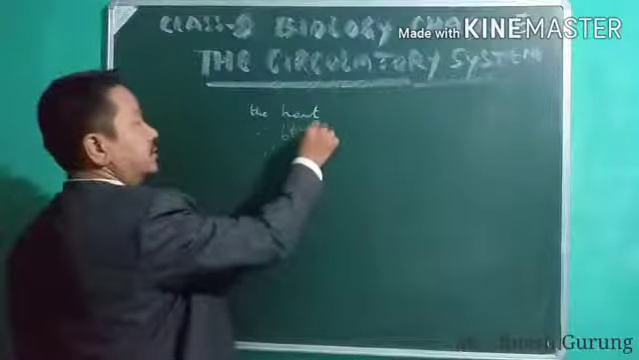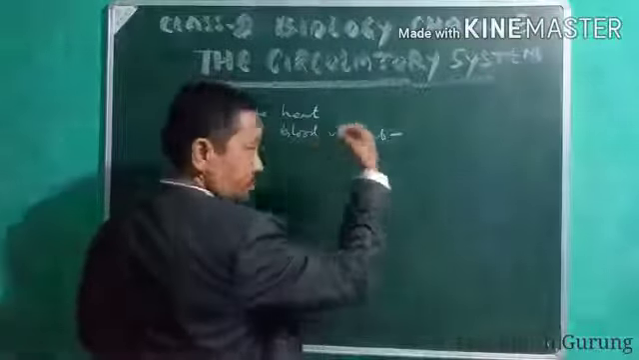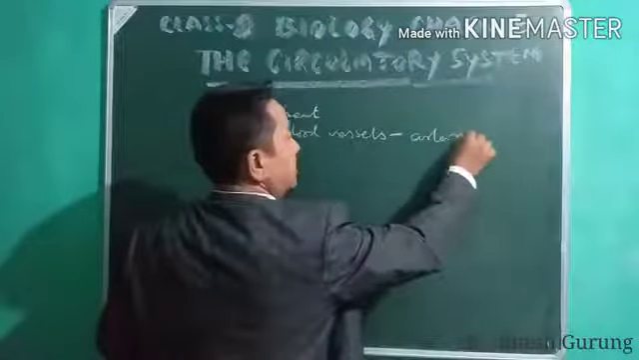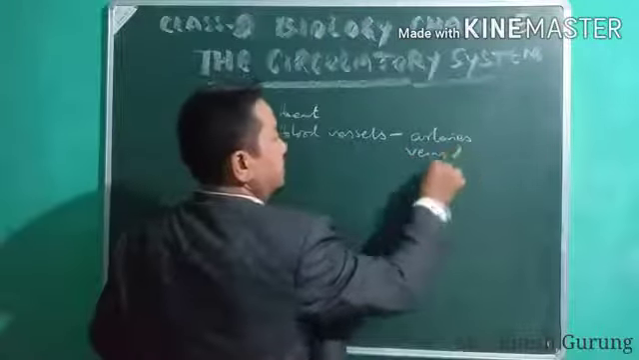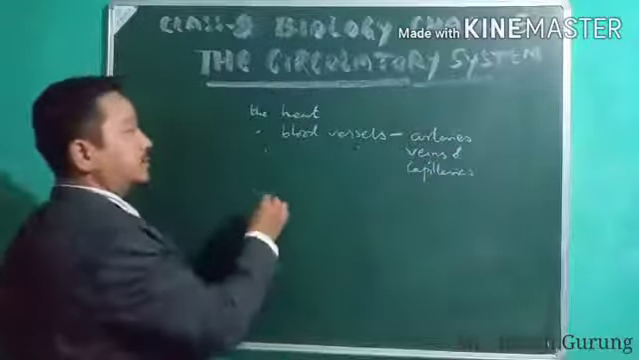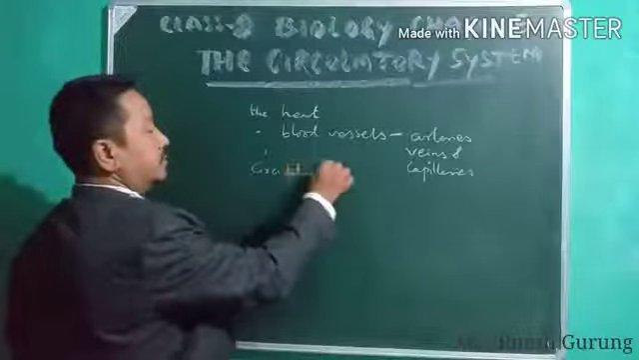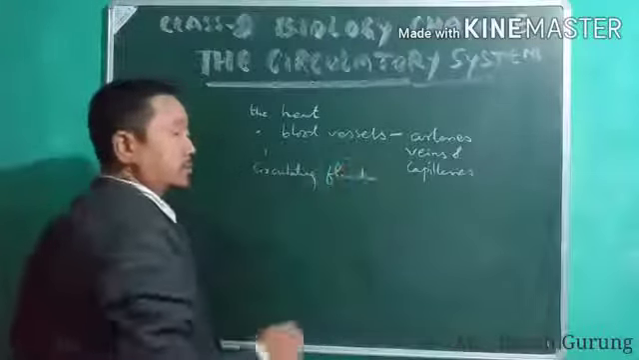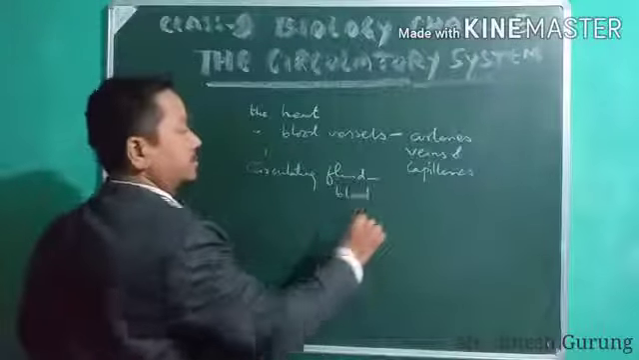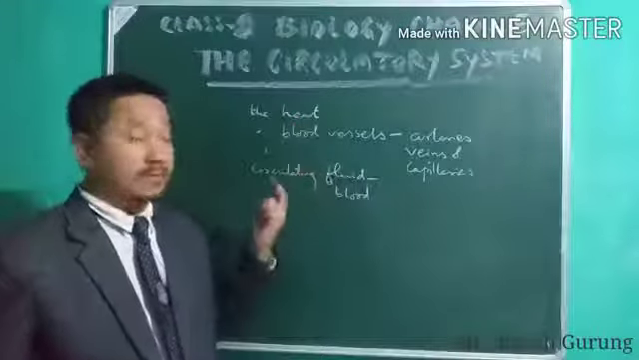then blood vessels, which are again of three types. They are arteries, veins, and capillaries. And circulating fluid, which is again of three types. They are blood, which is mainly found in the heart and in the blood vessels.